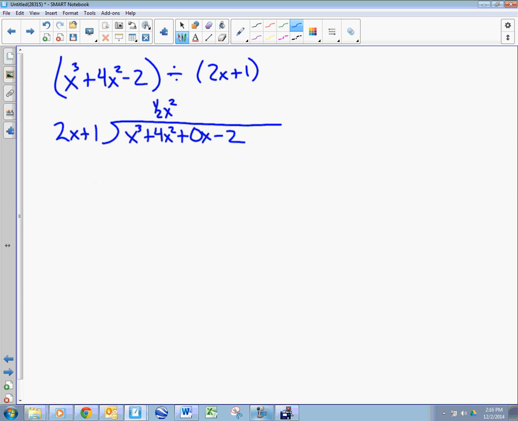So we multiply it through: 1/2 x squared times 2x is x to the third. That's not by mistake. That's by design. Plus 1/2 x squared. Minus x to the third, minus x to the third, 0. 4x squared minus 1/2 x squared is 7/2. I want it as an improper fraction. 7/2 x squared. I need a binomial, so I drop down the 0x. What do you multiply 2x by in order to get 7/2 x squared?